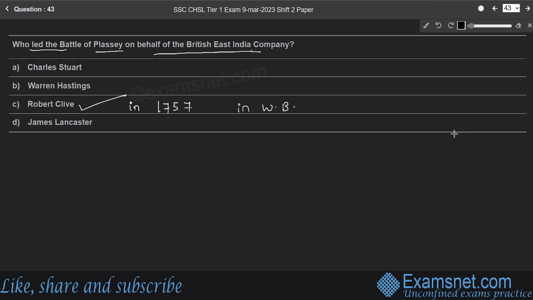The troops of the British East India Company led by Robert Clive came up against the forces of Sirajuddaulah, the last independent Nawab of Bengal, and his French allies. The victory of British East India Company in the Battle of Plassey is one of the important landmarks in Indian history. The Battle of Plassey paved the way for the beginning of Empire in India. So here option C is the answer.